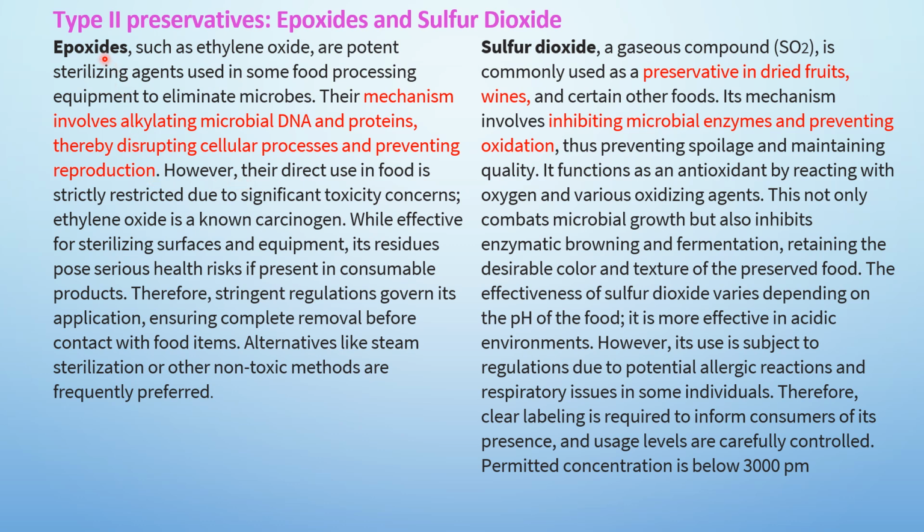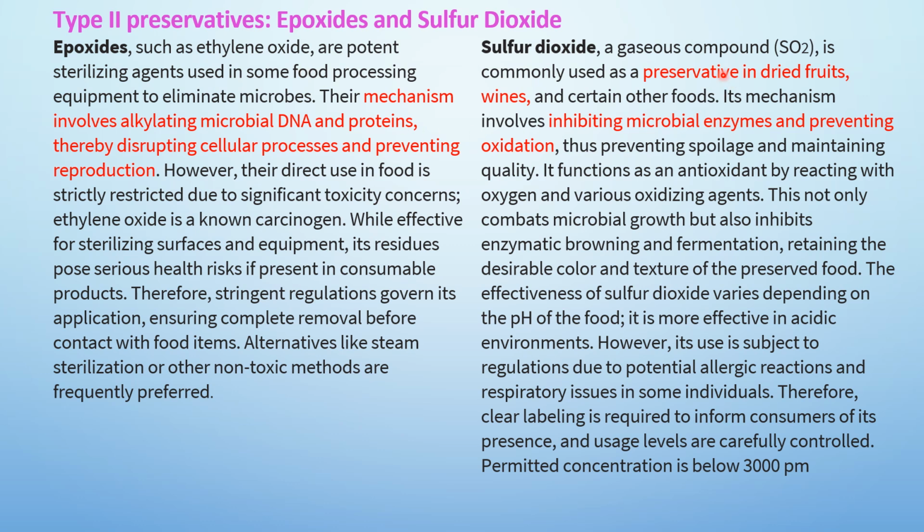But epoxide is also very toxic. Actually, it is not used in food itself, but in food processing equipment, epoxide is used to sterilize the equipment, and after sterilization it needs to be flushed out because it should not mix with the food content, as it is very dangerous for human beings. Alternatives like steam sterilization are preferred over the epoxide method.